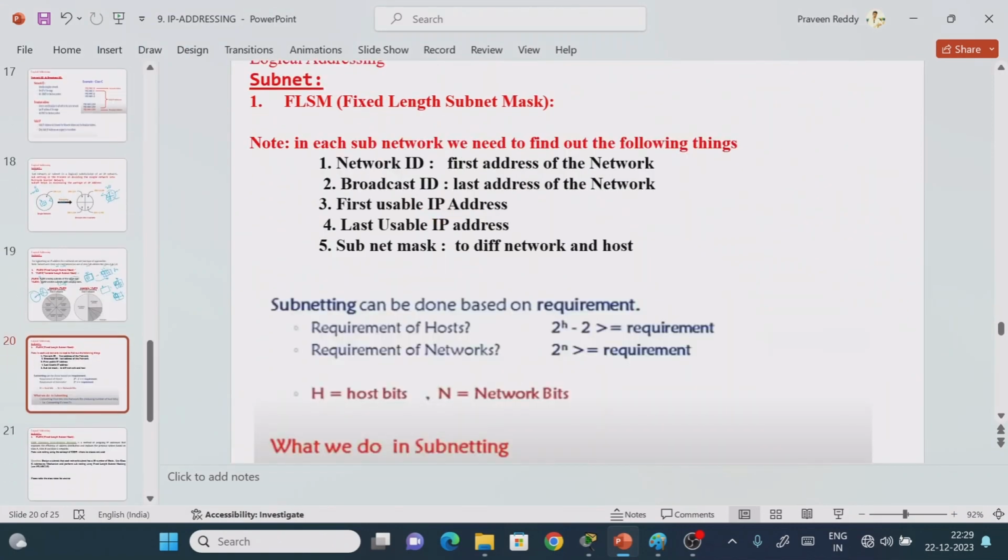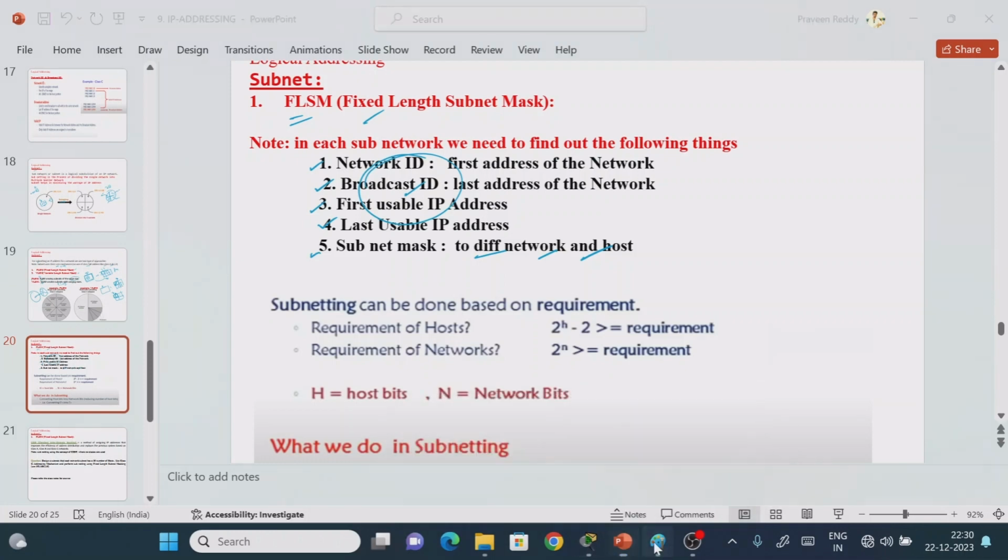But one point to remember here is that when you are going to solve FLSM or VLSM type of questions, we need to first identify these things. For each subdivision of the network, we need to identify the network ID, the broadcasting ID, the first usable IP address in the network range, and the last usable address in the network range, right? The subnet mask, which is used to differentiate between the network and host, we know already. We need to understand these things, then only we can solve problems based on fixed length or variable length subnet masking, right? So first we will see the meaning of all these things.